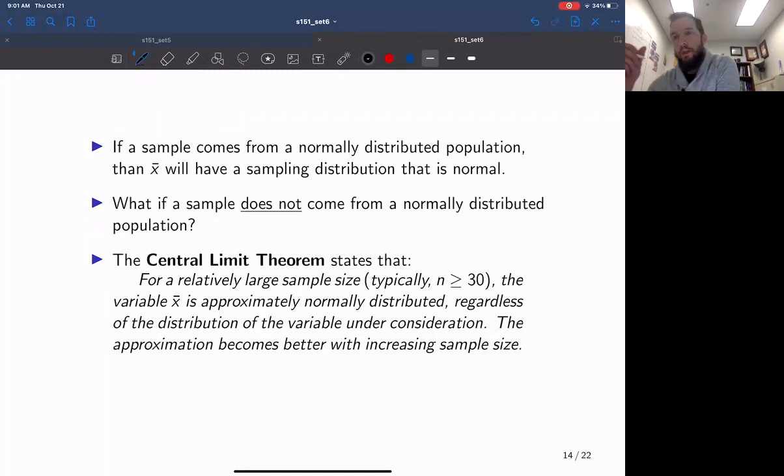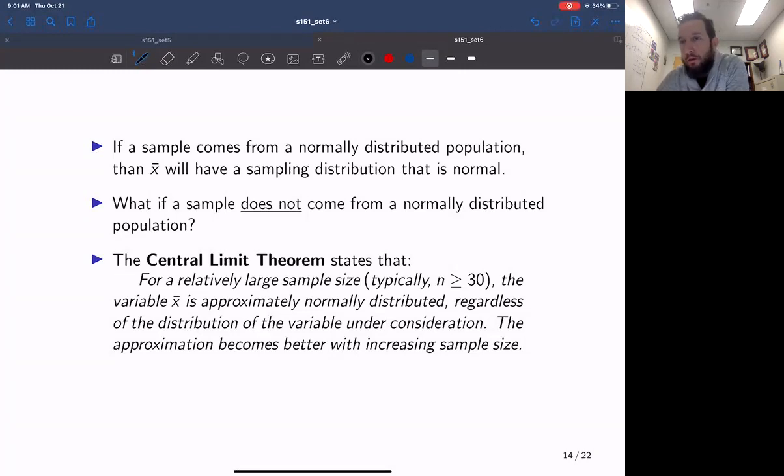All right, so in the previous illustration, the main takeaway was that if you start from a normally distributed population, you have a normally distributed sampling distribution. So normality leads to normality. So the question then becomes, what if the population is not normal? What happens if we start from a population where the values are not normally distributed?